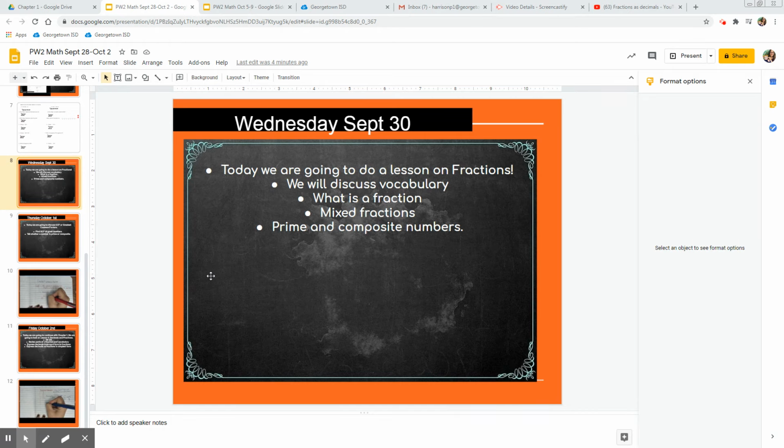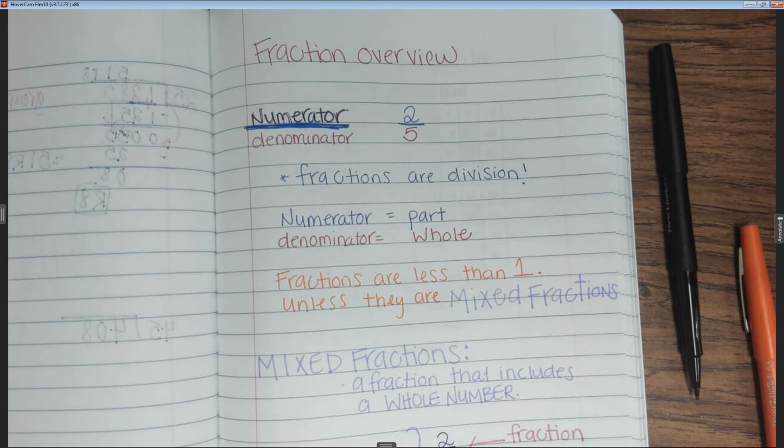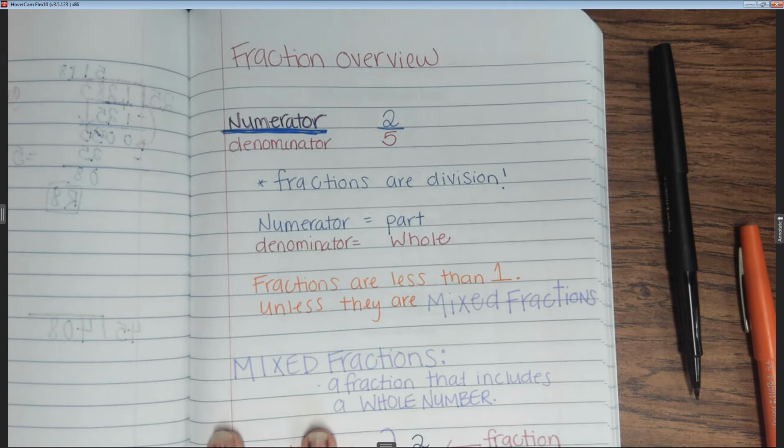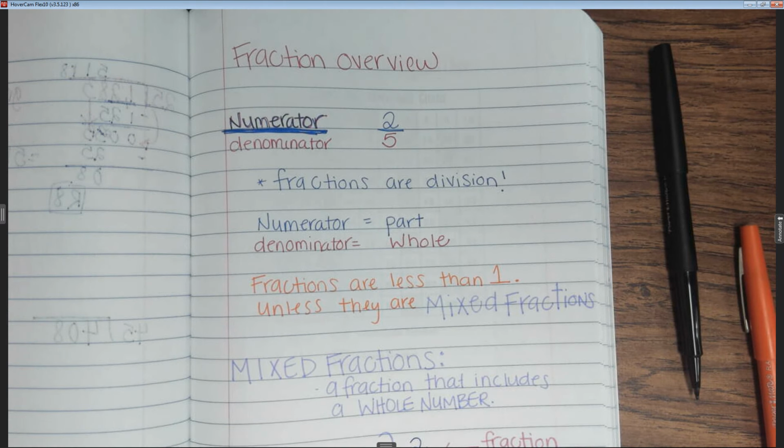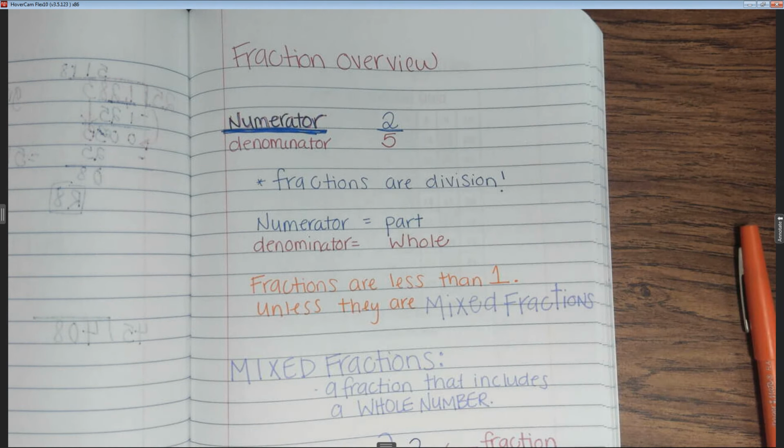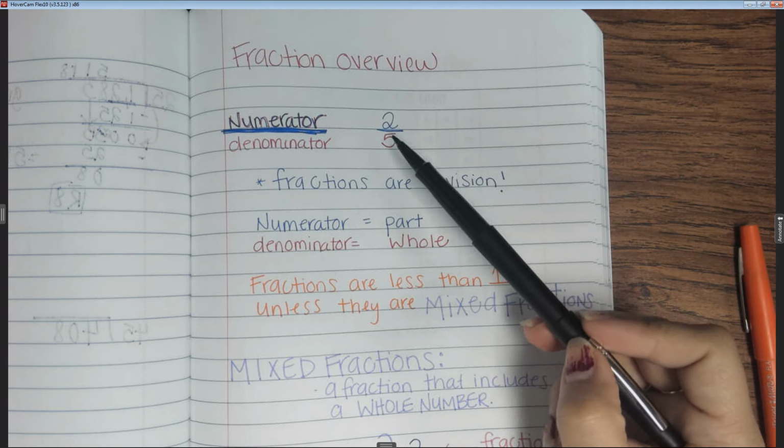So there really isn't anything for you to do necessarily, or anything for you to turn in. This is more of lots of notes and lots of listening so that you can hear some of the breakdowns on fractions, okay? So again, like I said, it's a lot of notes. So we're going to look at a fraction overview. These are things that we should already know about fractions, so I'm not going to spend a whole lot of time on it. If you do have questions, please let me know because I want to make sure that you understand this before we move on. So we have the numerator and the denominator.